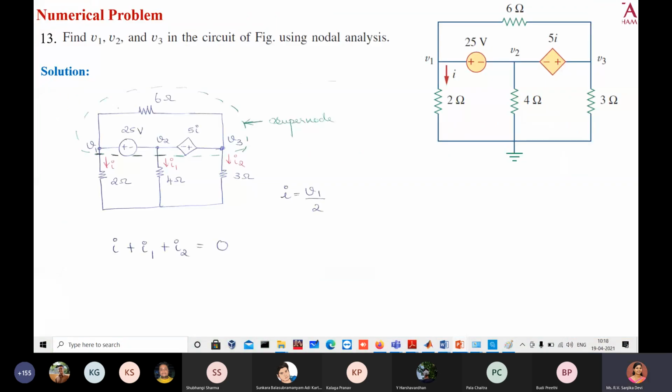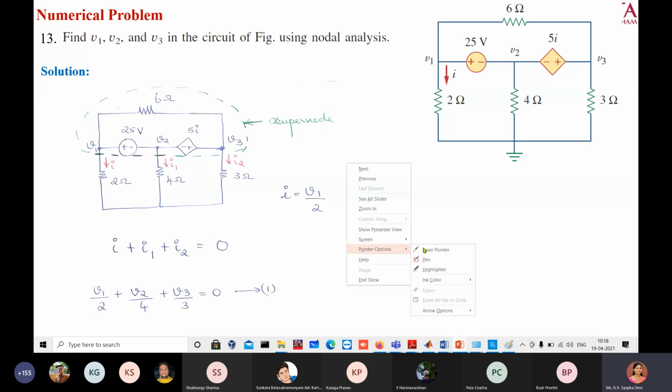So now we can write what is I, I1 and I2 in terms of the nodal voltages. So I is flowing from V1 to the ground. So it is V1 minus 0 by 2. Similarly, I1 is flowing from V2 to ground. So it is V2 by 4, and I2 is flowing from V3 to the ground. So it is V3 by 3. So that is equal to 0. So we got one equation. But with this we cannot solve V1, V2, V3.